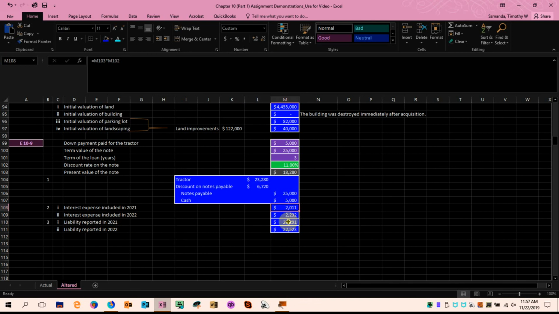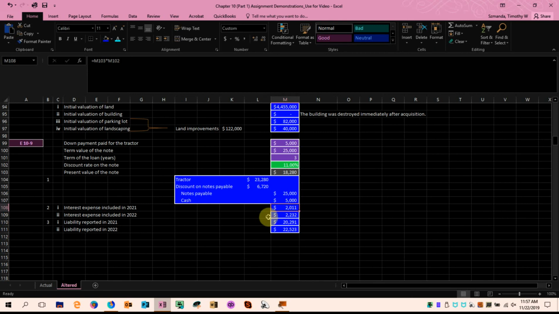Number 2 asks us to calculate the interest expense included in 2021 and 2022. So the interest expense in this case is, I'm going to apply my 11% times my present value of the note, 18,280. So 11% times 18,280. So I essentially have multiplied these two values together. And that gave me the value for 2021 using my discount rate.